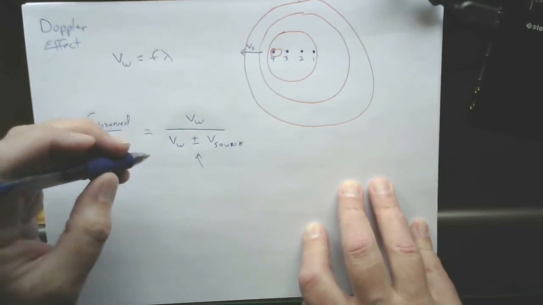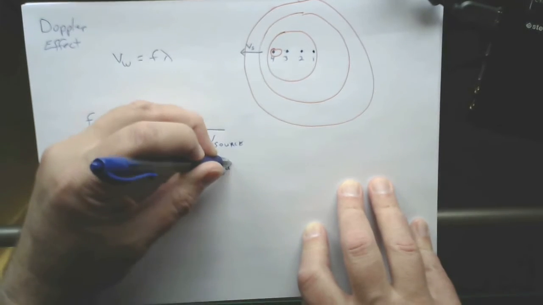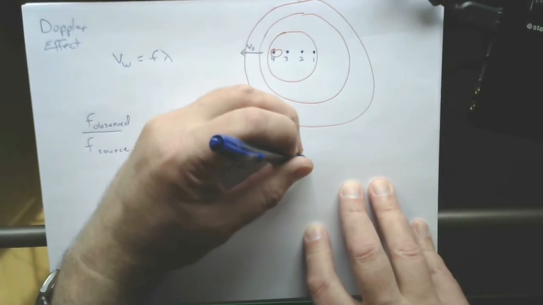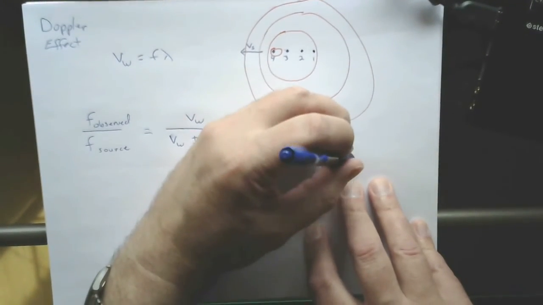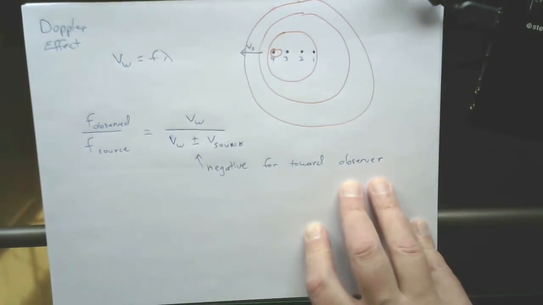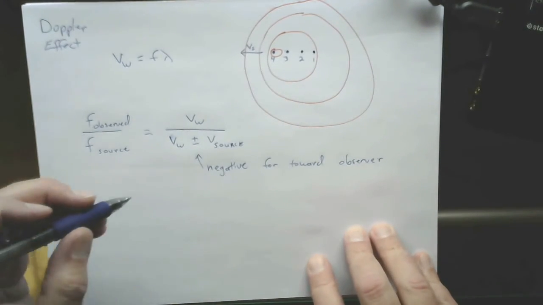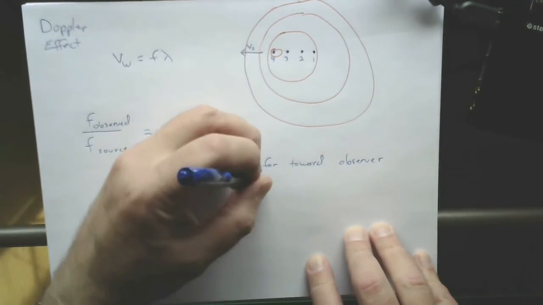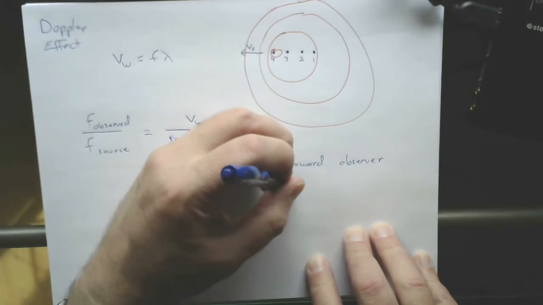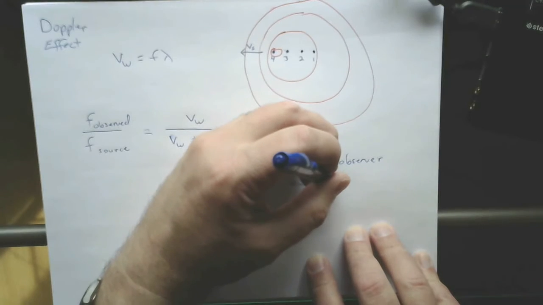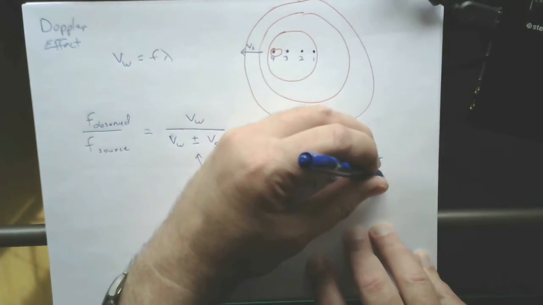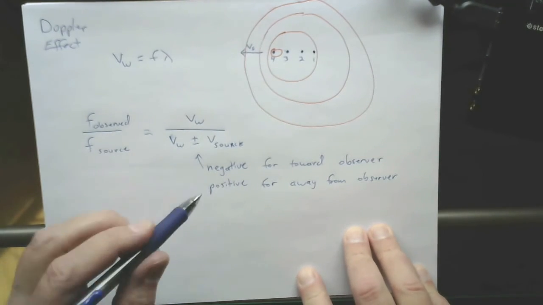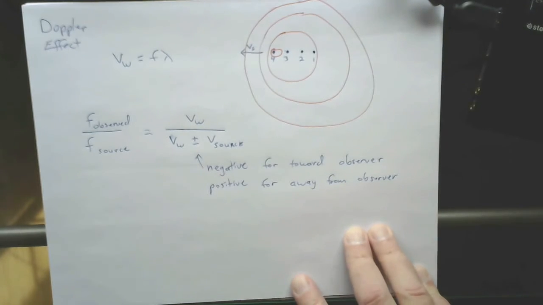And that's what this plus or minus is for. This is by convention negative for toward the observer. So if the source is moving toward the observer, that is a negative. An astronomer would call that a blue shift. And it's positive for motion away from the observer. And it's totally okay to forget which is which until you're used to it, but that is the convention. That's how things are going.